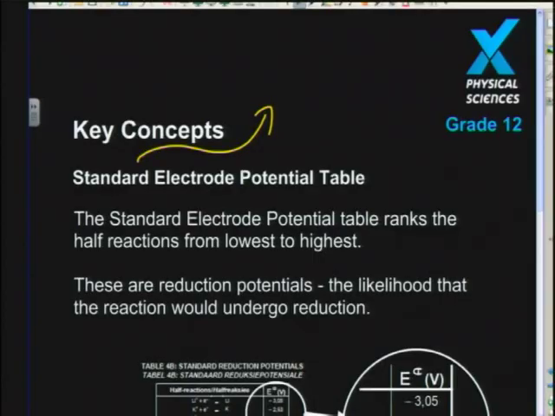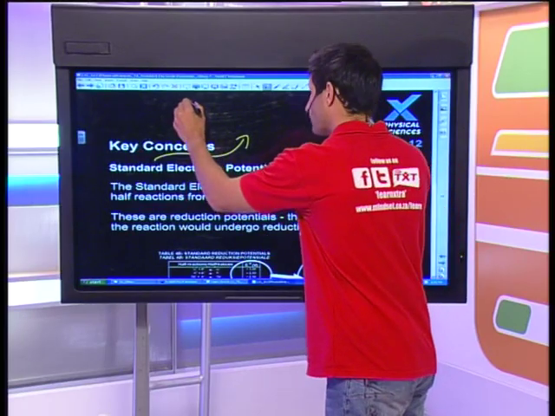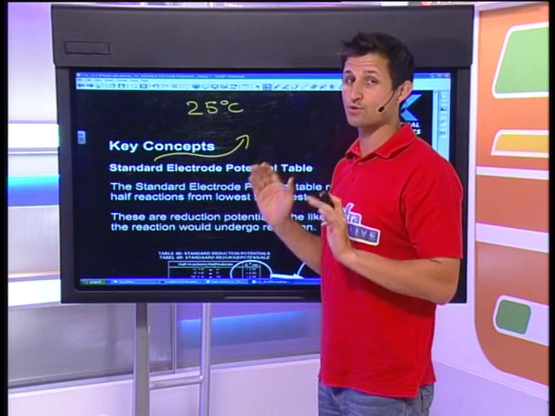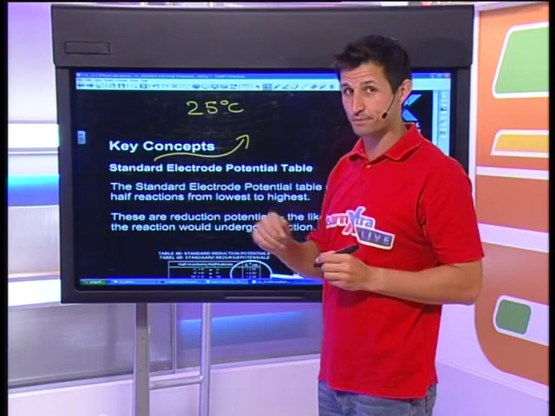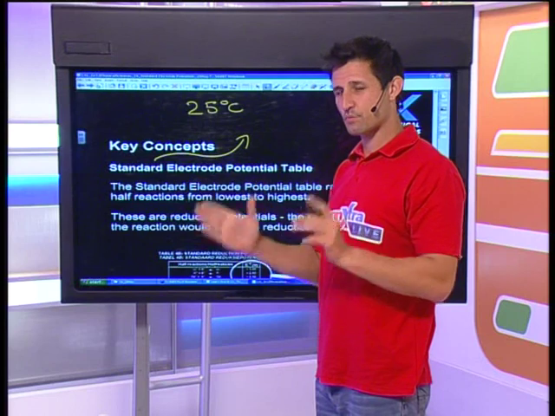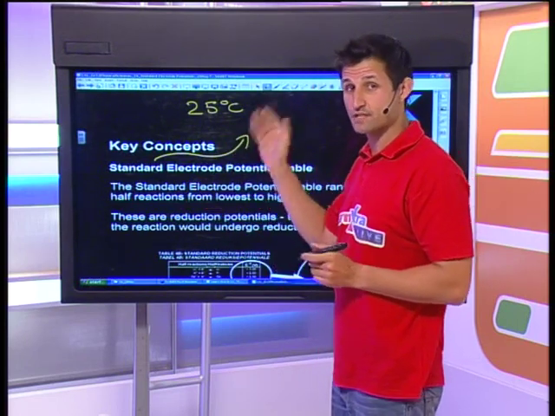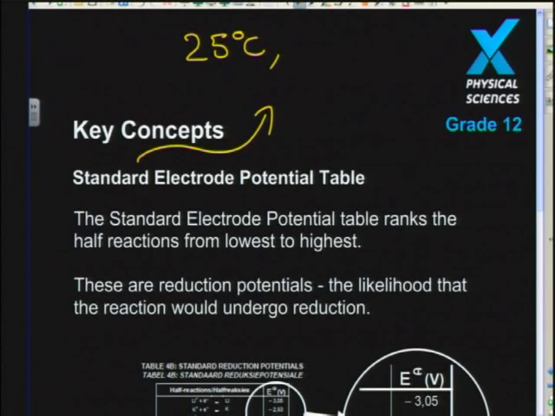You can see table 4B, it's got all these standard reduction potentials, and those standard conditions are, for a solution, 25 degrees Celsius. For those of you who have just done gas laws or revised all of this, this is 298 Kelvin. That is a standard temperature. So there's standard temperature, pressure and concentration here. My standard concentration is 1 mole per decimeter cubed. If you were watching very closely in the grade 11 show, they were revising the meaning of concentration. So there's my standard concentration.